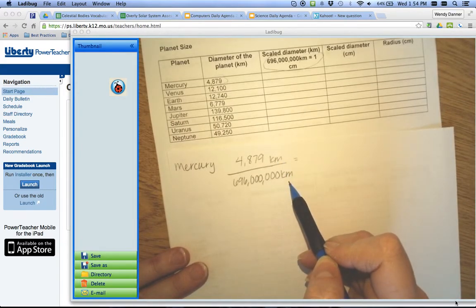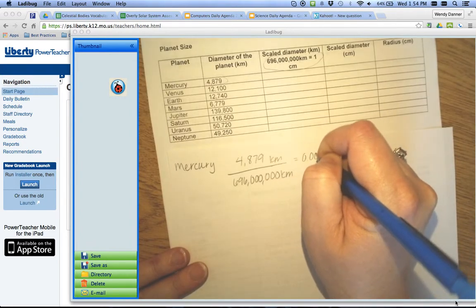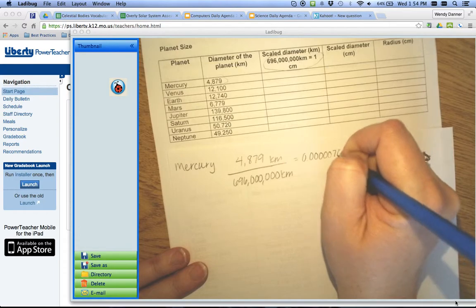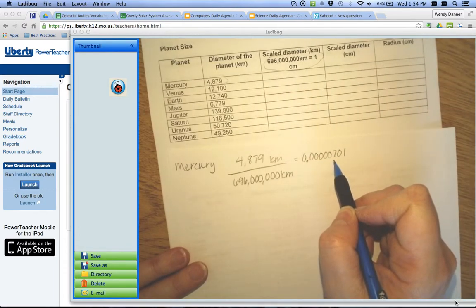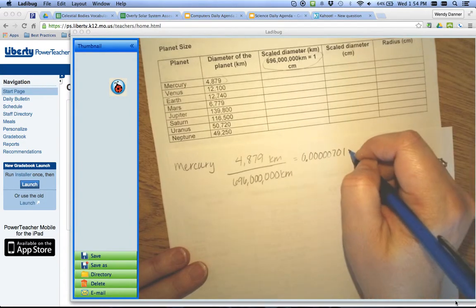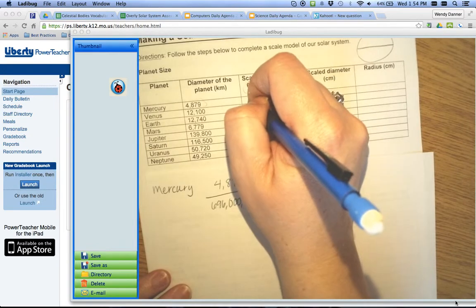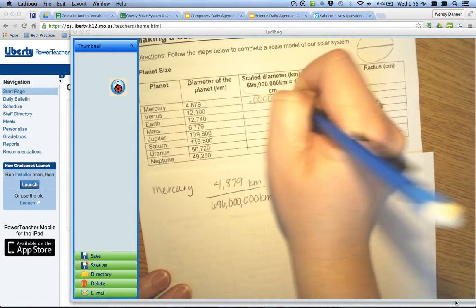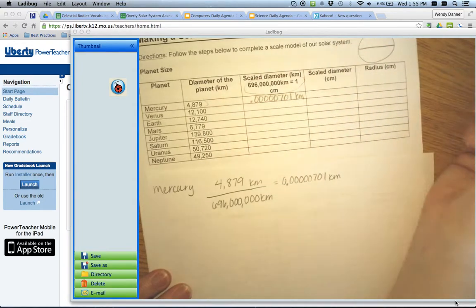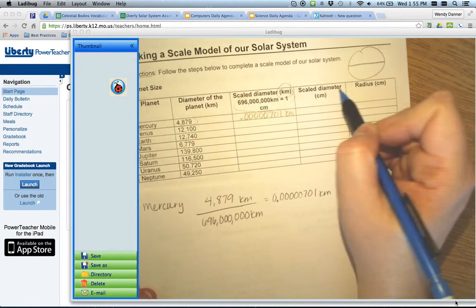When you divide this out, you get 1, 2, 3, 4, 5, 7, 0, 1. You get this really, really tiny number in kilometers. So this number is going to go right in here: 0.00000701. Now if you look over here at the top, this is kilometers and this is centimeters.